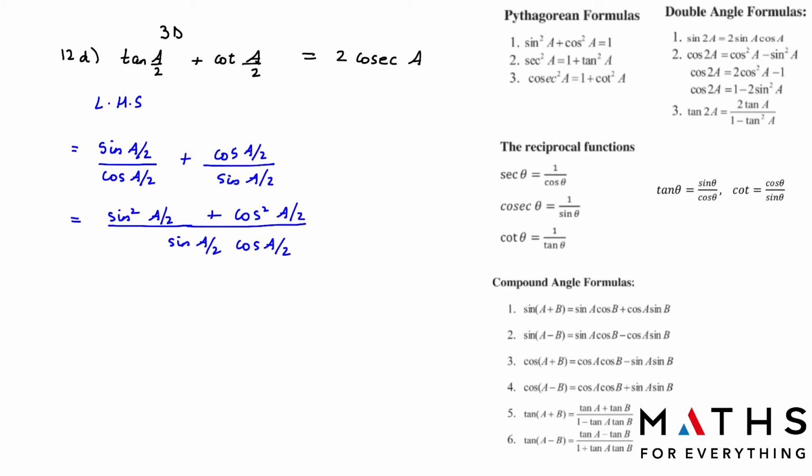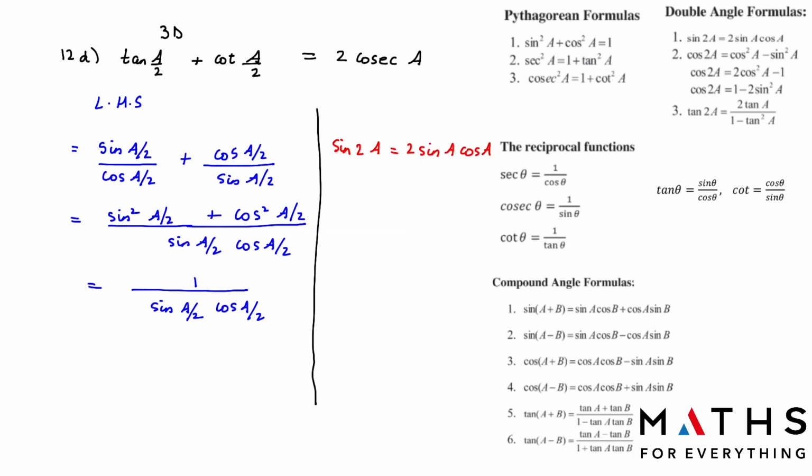So now we have 1 over sine a over 2 cos a over 2. You want to change it to cosec. Whenever there is a sine a and a cos a, it means that we have to use this identity. What is our a? Our a is a over 2, right? I know we don't have a 2, but we replace our a with a over 2.